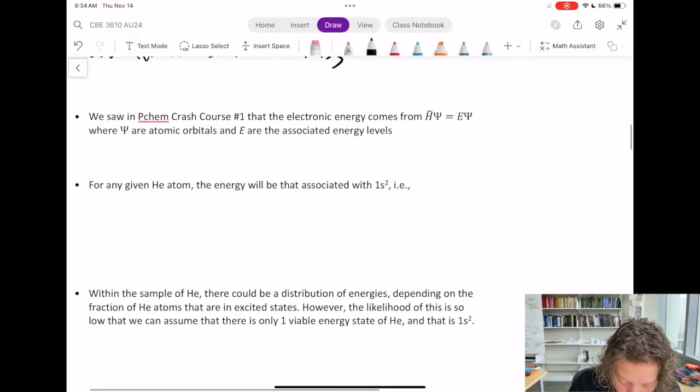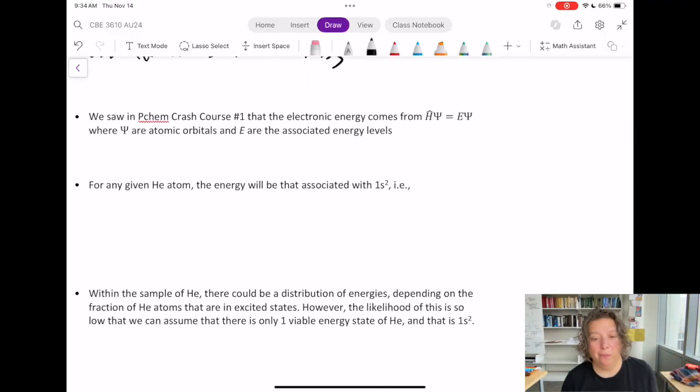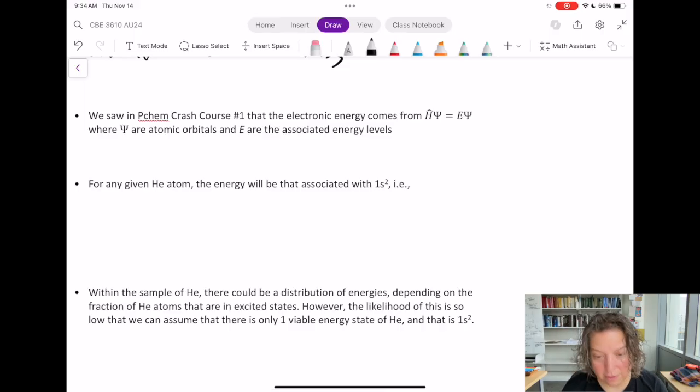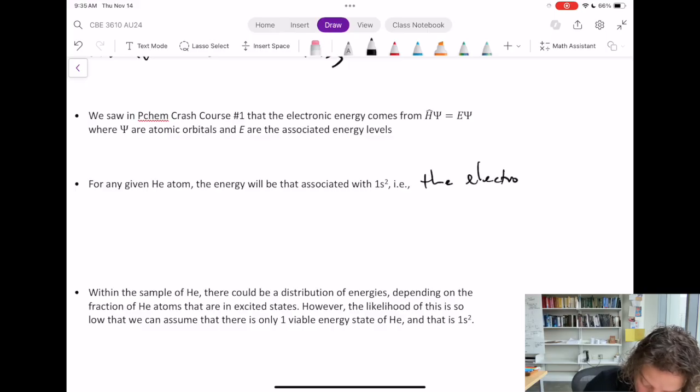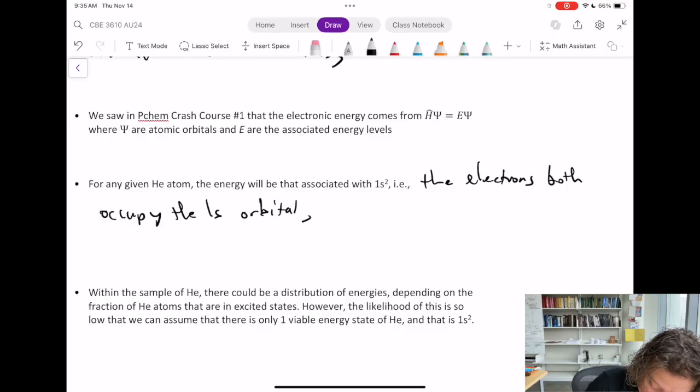We saw in PChem Crash Course 1 that the electronic energy comes from the Schrodinger equation, where the psi are going to be the atomic orbitals and the energies are going to be the energies associated with those orbitals. For the helium atom, we have 2 particles in there, meaning we have 2 electrons, so we basically solve for the wave function and energies of both of them. What we get is that both electrons occupy the 1s orbital. One electron is going to have a spin up and the other one's going to be a spin down. So for any given helium atom, the energy will be that associated with a 1s2 orbital. What we mean there is that the electrons are one spin up, one spin down.